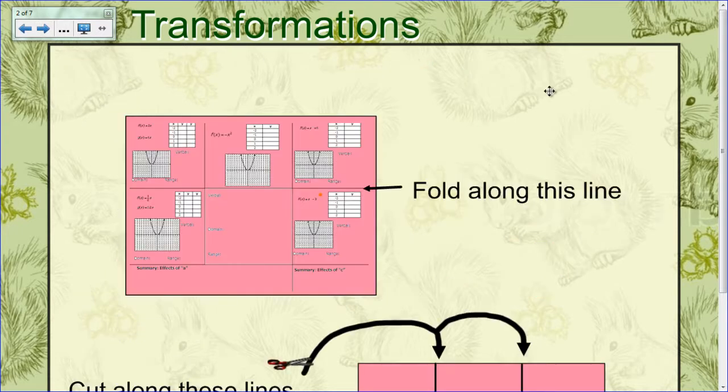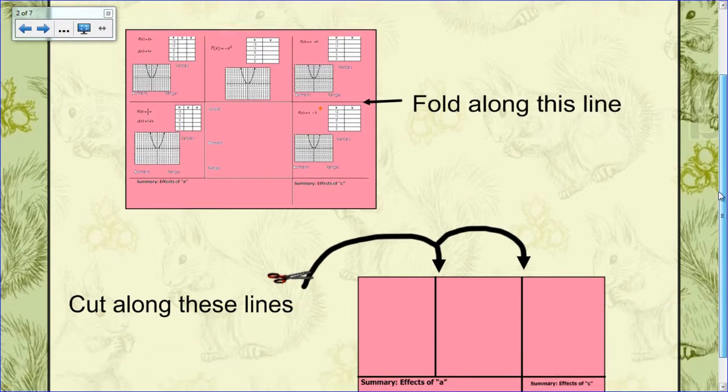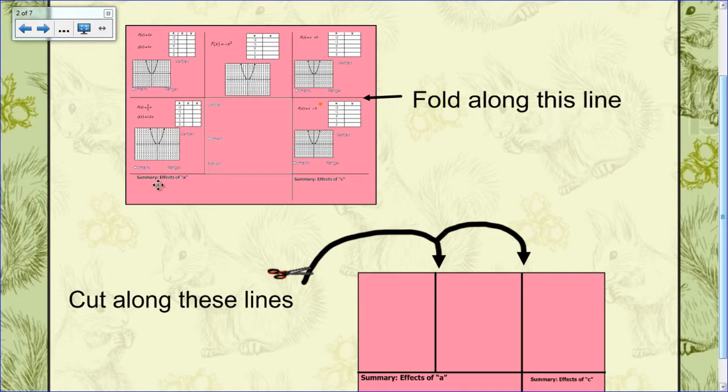So if you have your foldable with you, this is what it should look like. You're going to fold it along this line, leave the part that has the summary showing at the bottom, and then cut on your 3 flaps so you have flaps to open up and down as you go through the foldable.